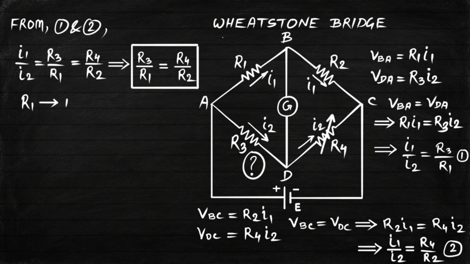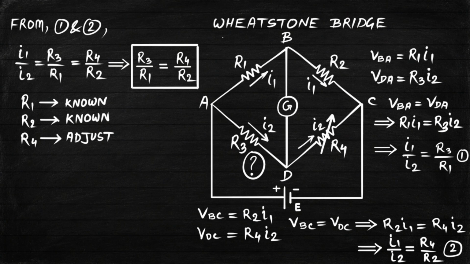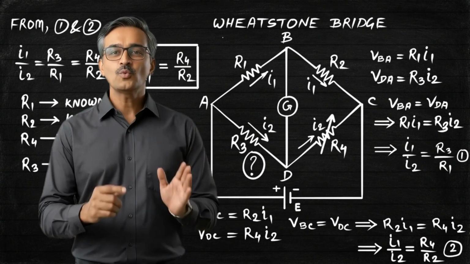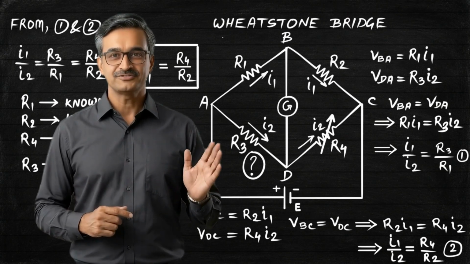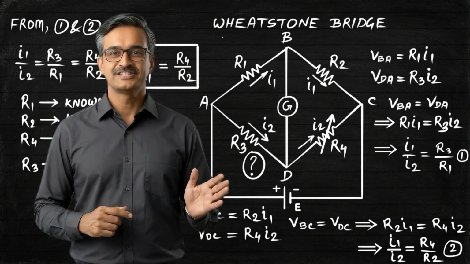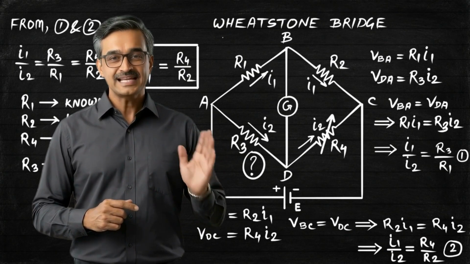Now say R1 is a known resistance, R2 is also a known resistance, and R4 is an adjustable resistance. So after adjustment, when the Wheatstone Bridge becomes balanced, we can easily know the adjusted resistance value of R4. And we have connected an unknown resistance across A and D, that is R3. So as we know R1, as we know R2, and as we know R4, we can easily calculate the value of R3. This is how we use a Wheatstone Bridge to measure one single unknown resistance with the help of three other resistances. Or better to say, two known resistances and one variable resistance.